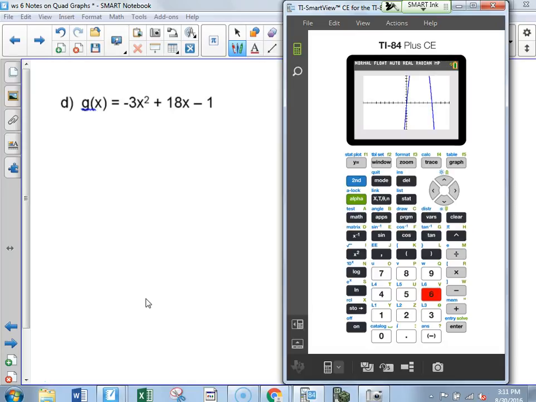Is this a good window? I see the x-intercepts. I even see the y-intercepts. It looks like it's going through the origin. But I can't see the vertex. So what do I need to change?